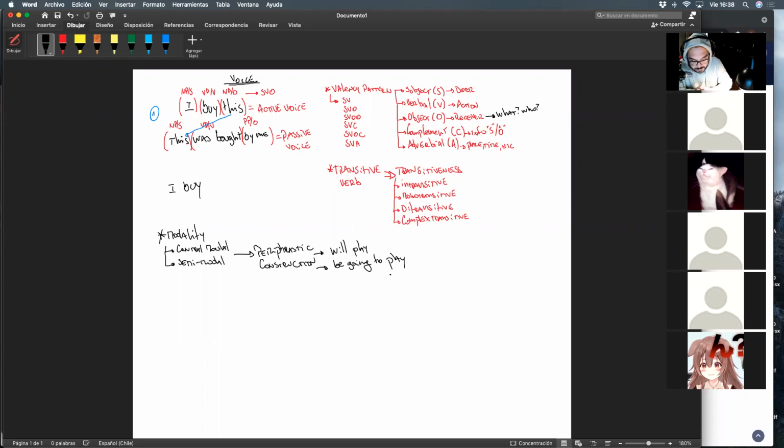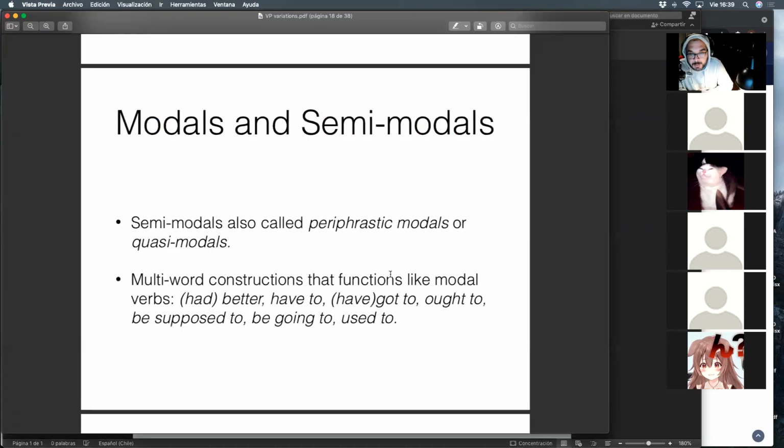Modals then are a way in which you are going to add meaning to the verbs when you can't inflect them. And that's important. Please remember that. Multi-word constructions that function like modal verbs are had better, have to, have got to, ought to, be supposed to, be going to, and used to. Nothing new.